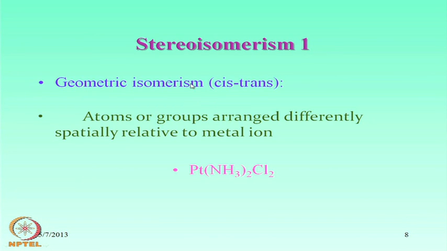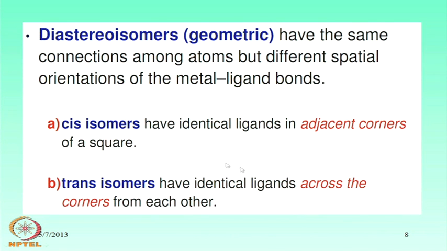In one case we will call this the cis isomer, in another case the trans isomer. When the angle is 90 degrees, we call them the cis isomer, and when the angle is 180 degrees, we call them the trans isomer. This is the example where we have two NH3 groups attached to the platinum center and two chloride groups as the second ligand. So, from cis and trans isomers, we will call them diastereomers. These are very important types of molecules in coordination chemistry.